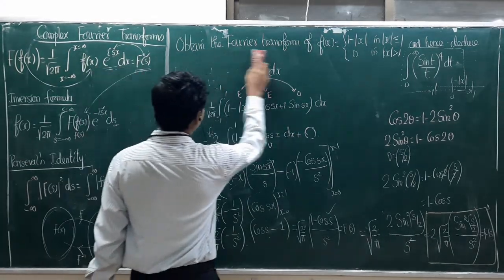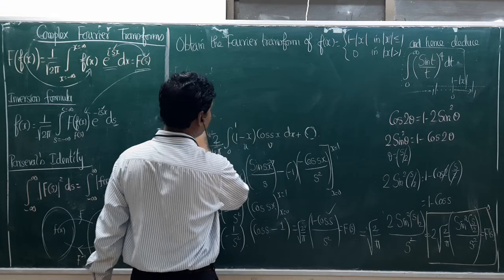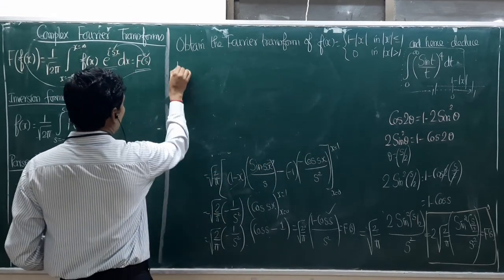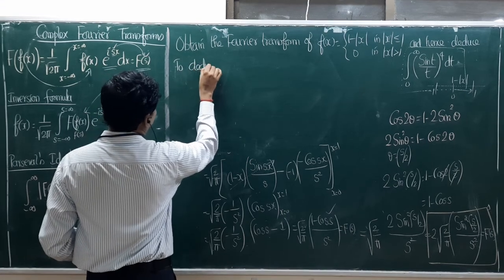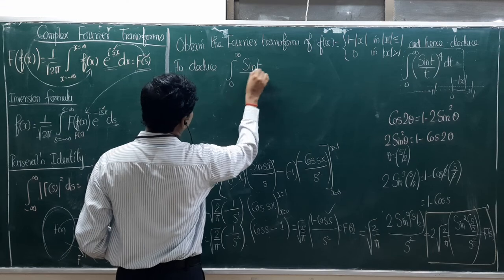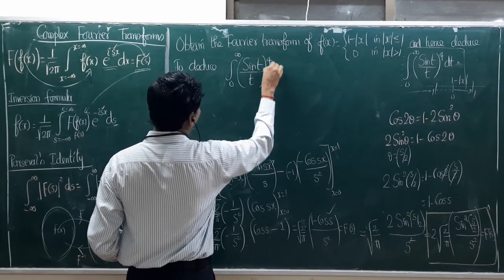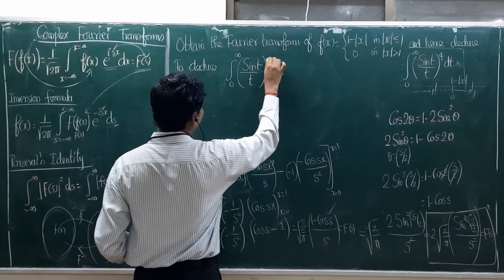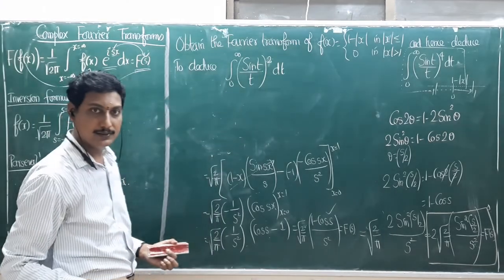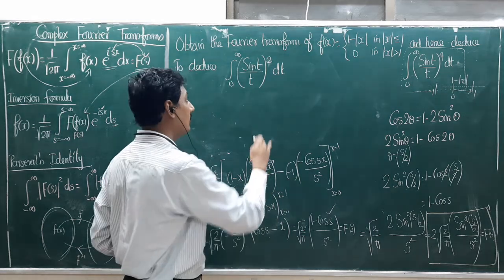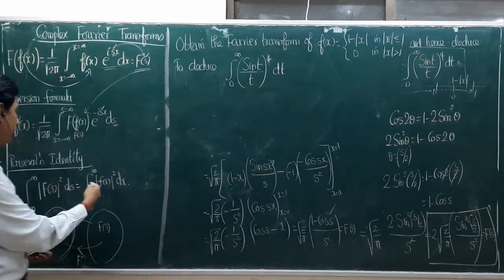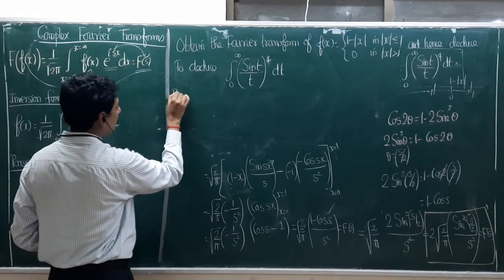So what is Parseval's identity? Before going to that, what do I need? I want to deduce the integral 0 to infinity of (sine t by t) whole power 4 dt. Suppose this is power 2, then we apply the inversion formula and we will get the answer. But it is power 4, so we use squaring, which means we apply Parseval's identity.